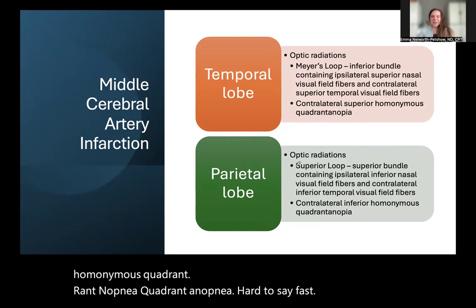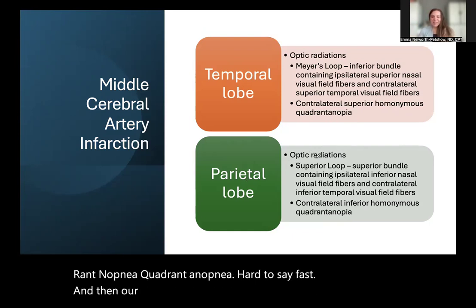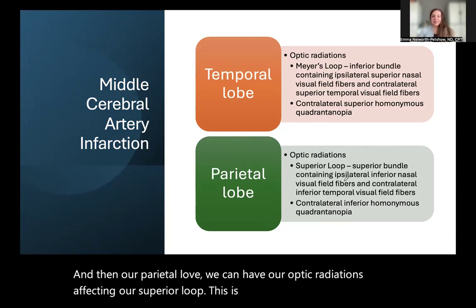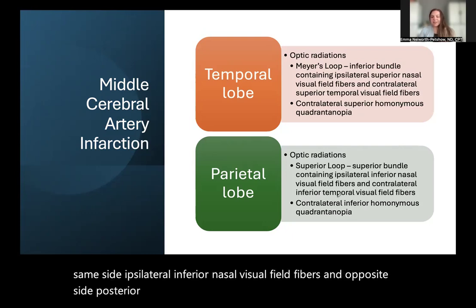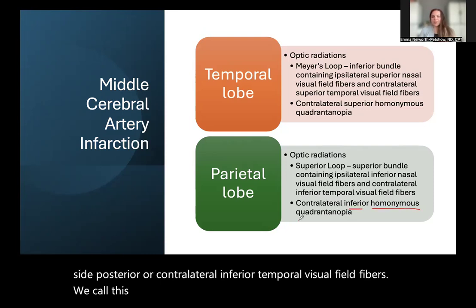And then in our parietal lobe, we can have our optic radiations affecting our superior loop. This is the superior bundle containing same side, ipsilateral, inferior nasal visual field fibers and opposite side, or contralateral, inferior temporal visual field fibers. We call this contralateral inferior homonymous quadrantanopia.